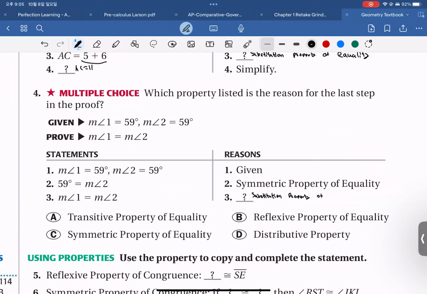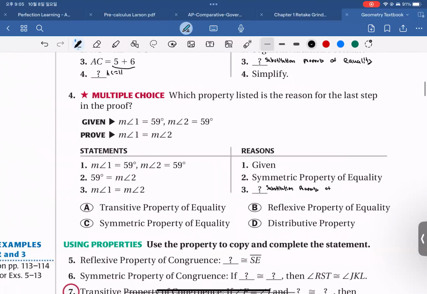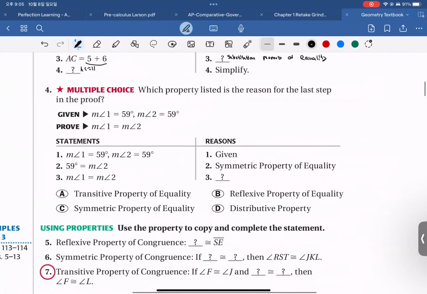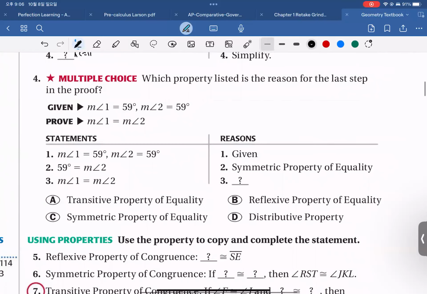Looking at number 4, which property is the reason for the last step in the proof? Because we know these given statements and we're trying to prove that they're equal, because we know that measure 2 is also equal to 59. Sorry, measure 1 is also equal to 59. You're using the substitution property. Or, to be more straightforward, it would be using the reflexive property because you're showing a relationship between the two with a link as seen above.